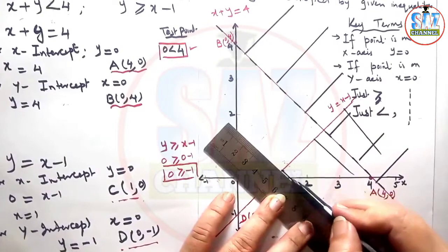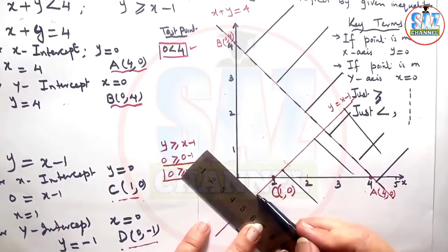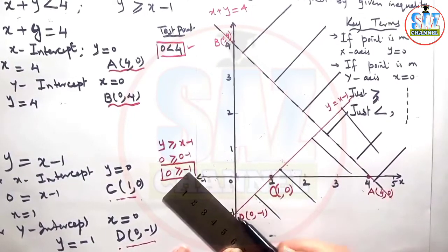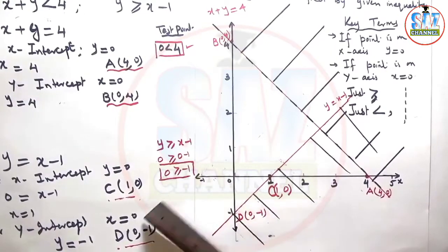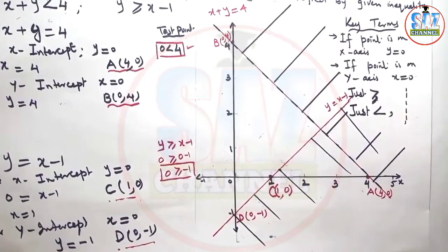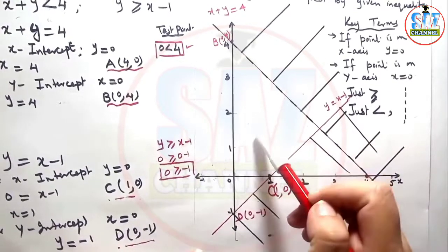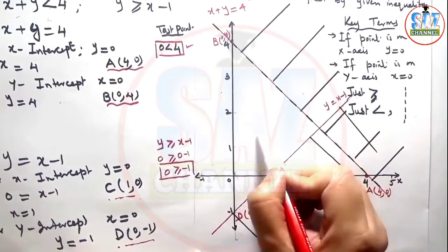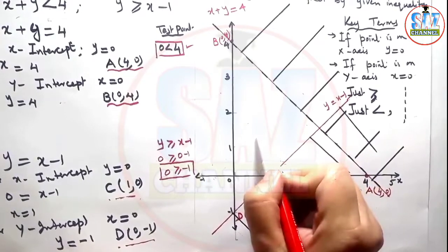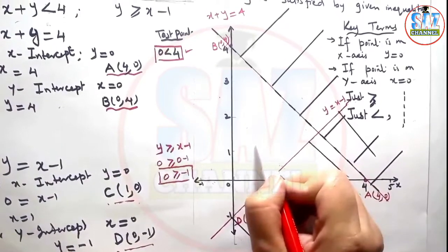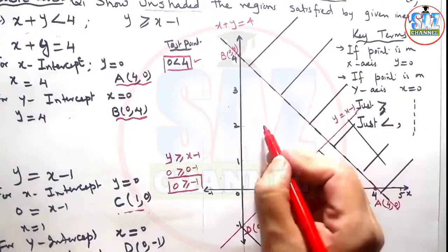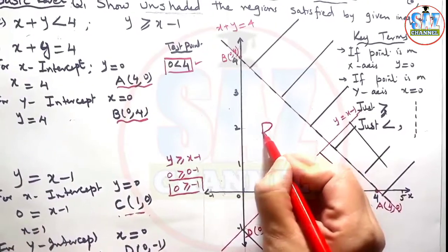I hope through this discussion you are clear about how to plot these types of inequality conditions. Now come to the diagram and see carefully. This is the region which is not shaded by both the inequalities. So this is our required region, and we have to label it with the letter R.